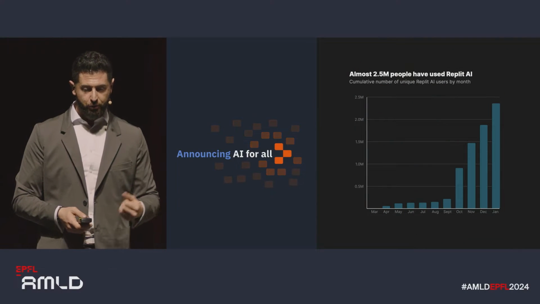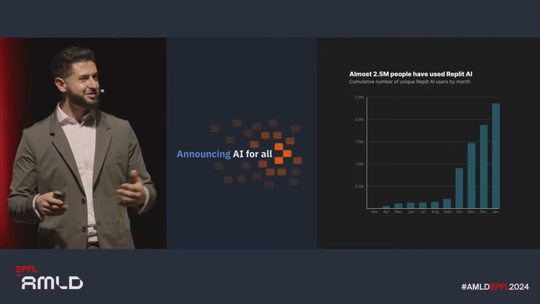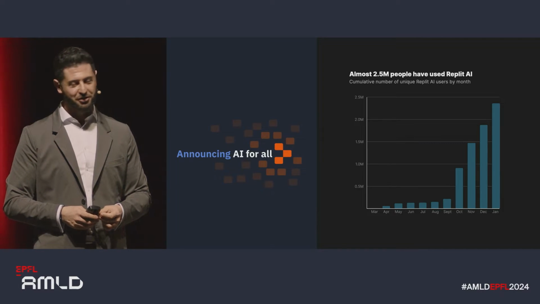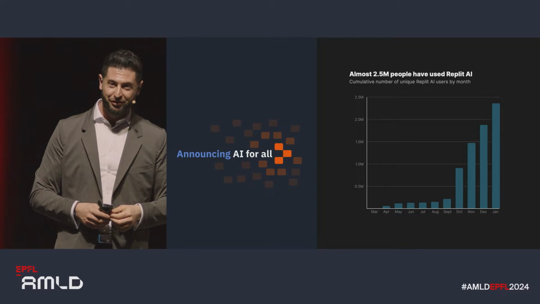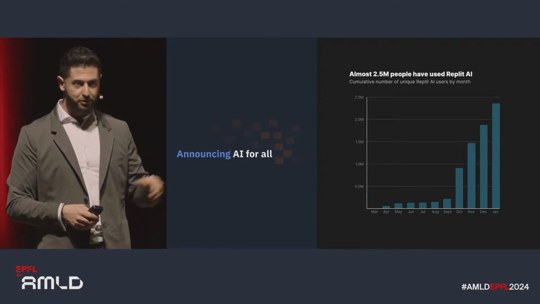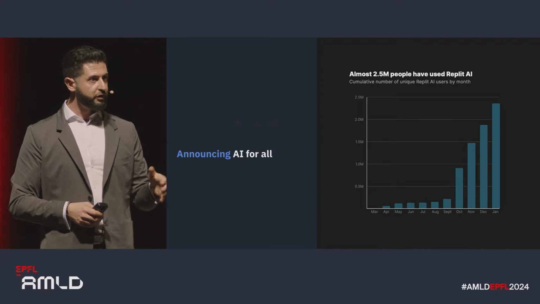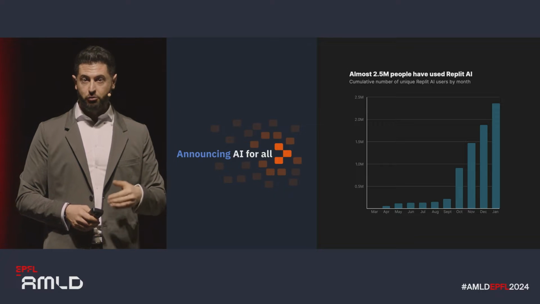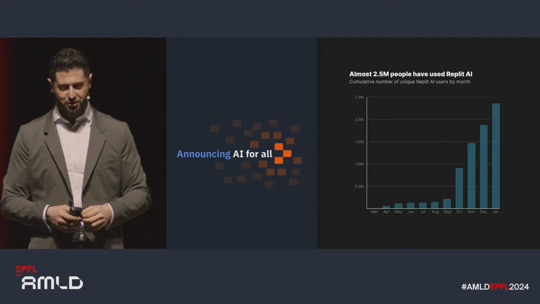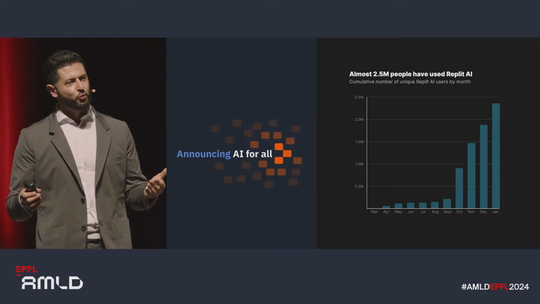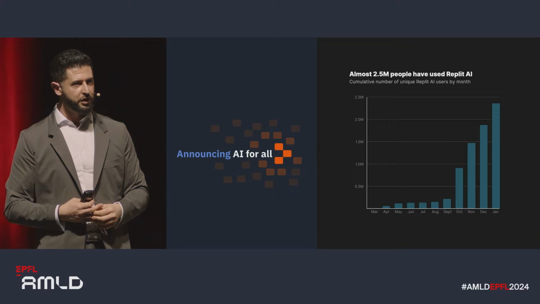And back in October, we announced AI for all. And this was a very risky launch. It was probably the most thrilling, exciting thing I've ever led in my life. We went from a relatively small amount of traffic to this crazy spike here. So since October and until the end of January, we already had 2.5 million unique users leveraging Replit AI. And I bet that by now this number is above 3 million. And we did it because we want everyone to have access to the same level of capabilities and be empowered by AI.